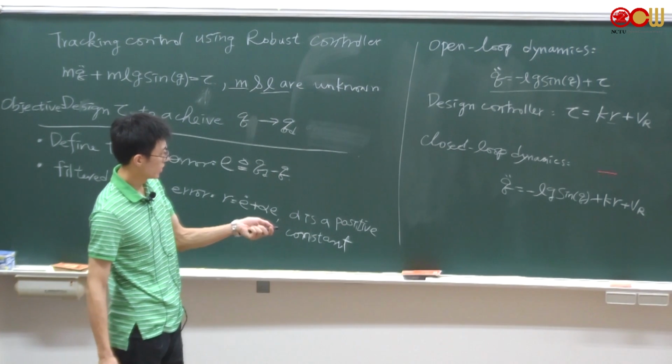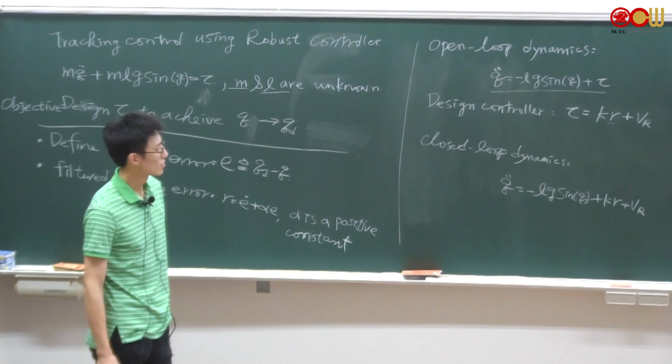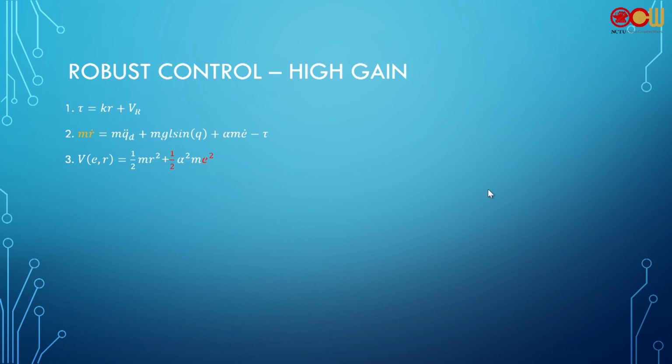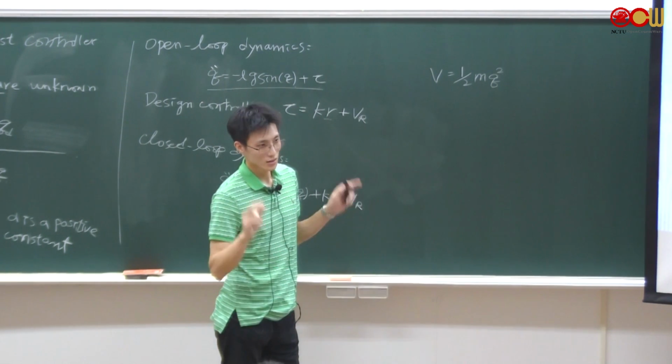Something weird here, okay? Something weird here. Right? In the Lyapunov function, we only see R or E. In other words, we only see the filter tracking error or the tracking error, not Q anymore. We don't put V equal to minus MQ squared, right? It's different, right?